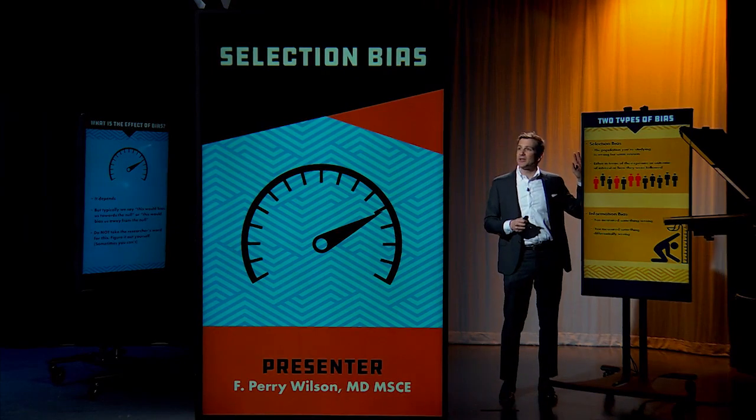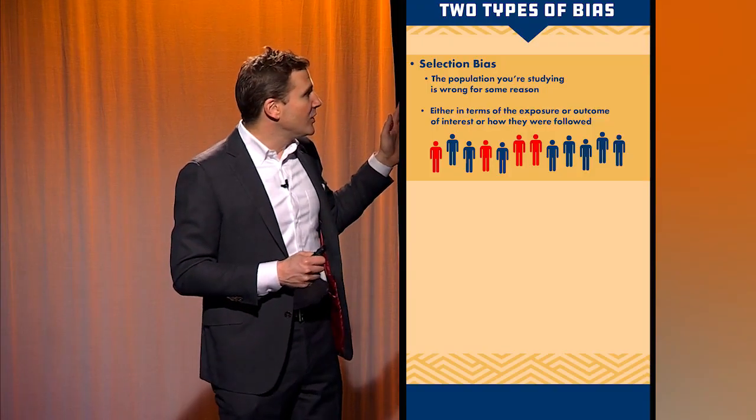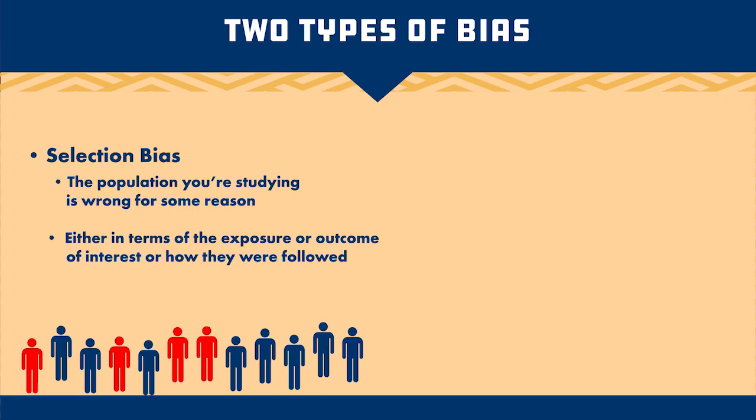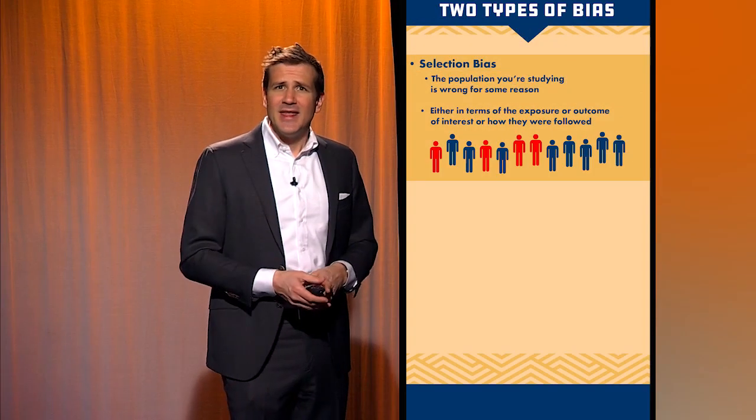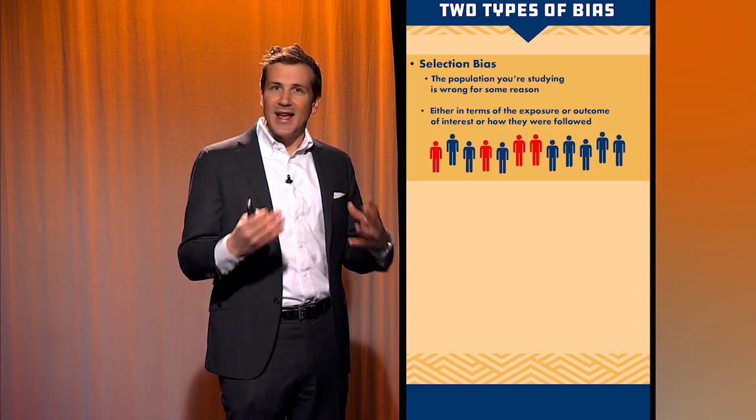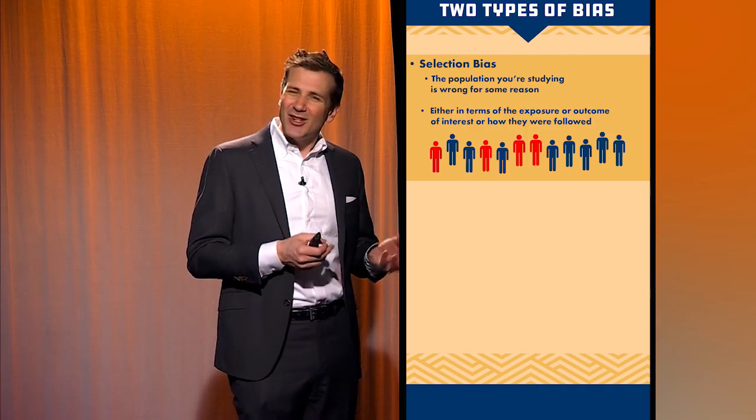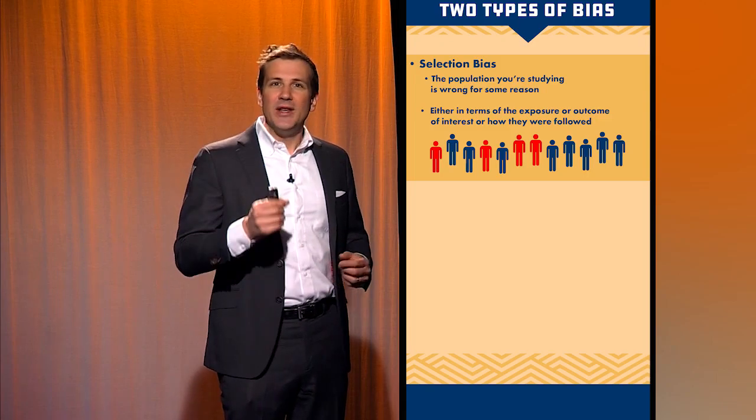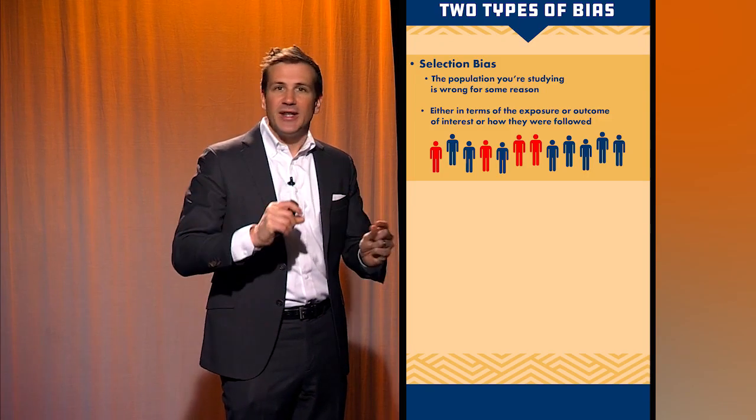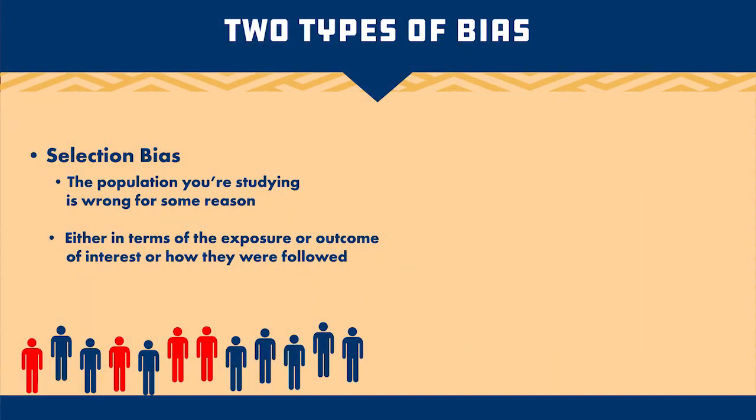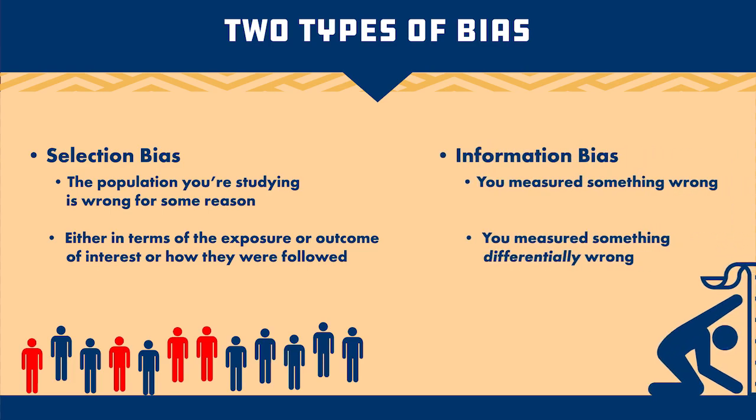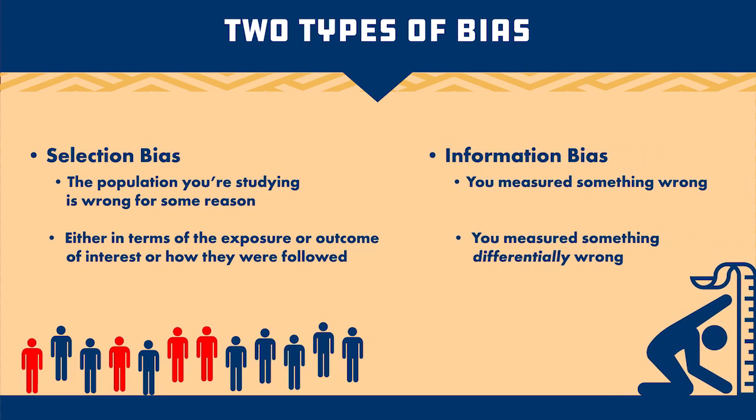The one we're talking about right now is called selection bias, which is when the population you're studying is the wrong population for some reason. You'll remember when we talked about generalizability that it's really important to recognize who's in the population. Selection bias arises when you're oftentimes differentially including people in your study for one reason or another. The other main class of bias is called information bias, which arises when you measure something improperly. And we're going to talk about that in the next lecture.